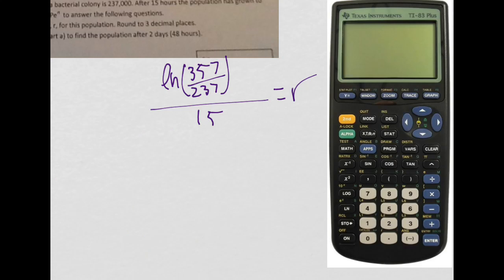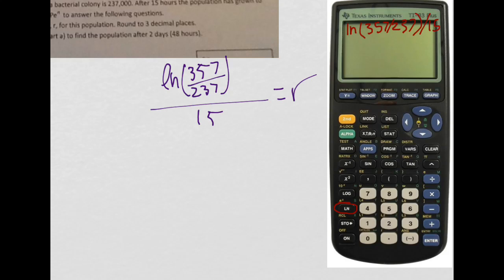Of course, turn your calculator on first, and then we're going to start by hitting that natural log button, and then your screen will say ln with the parenthesis like that. Then just press 357 divided by 237, close the parenthesis, and then divide by 15. And you can do that all in one step, which is super awesome.